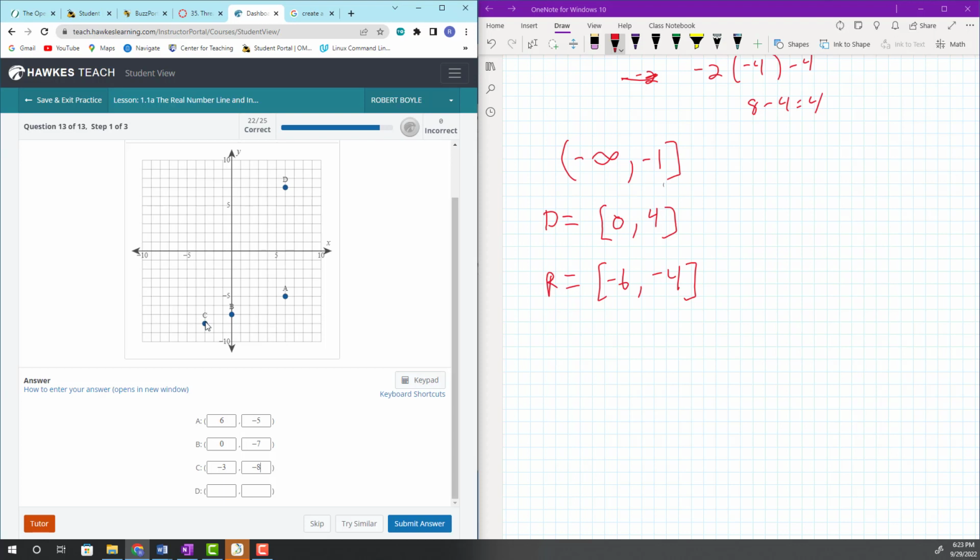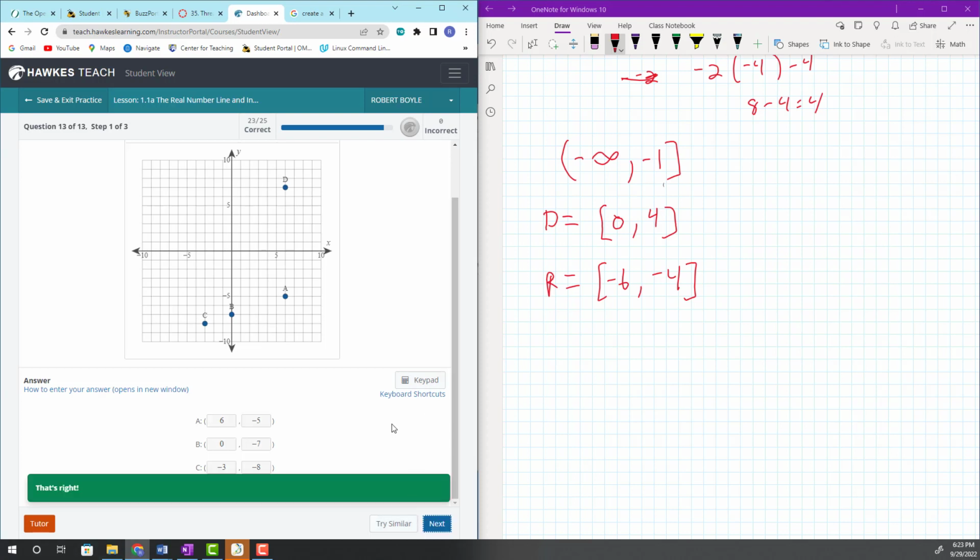And then finally for D, we are going to get to there. We need to go along the x-axis to 6. So that will be 6. And then we need to go up the x-axis to 7. I'm sorry, up the y-axis to 7. There we go. Submit our answer, and lo and behold, I'm right.